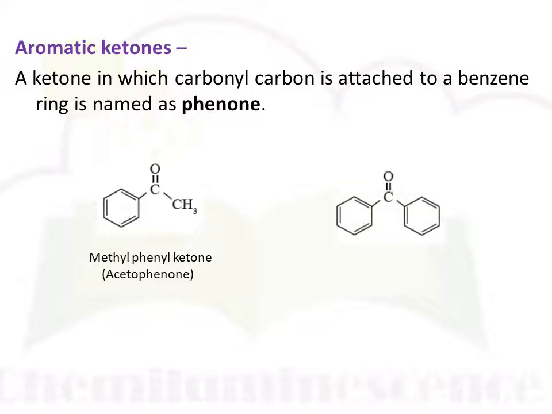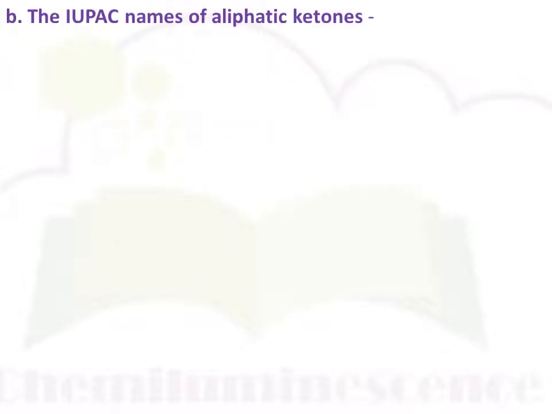Another example is when two benzene rings are bonded to a carbonyl carbon, hence it is diphenyl ketone. Also, the part where the carbonyl carbon is attached to a benzene ring is called phenone, and the other part is a benzene, hence it is benzophenone. Since there are two similar groups present which are phenyl groups, the other name is diphenyl ketone.